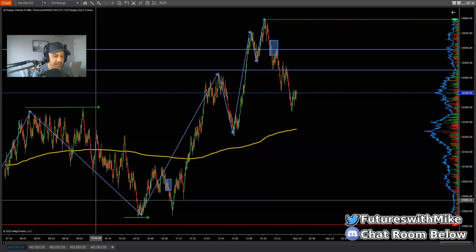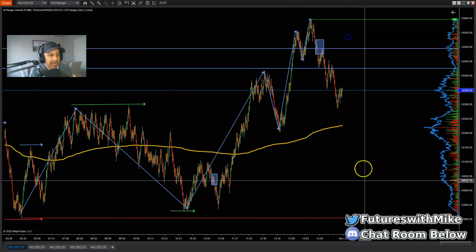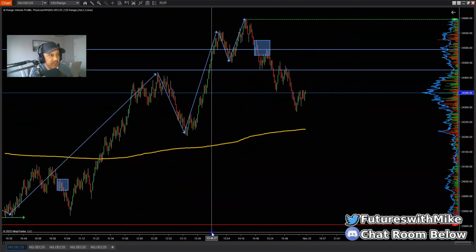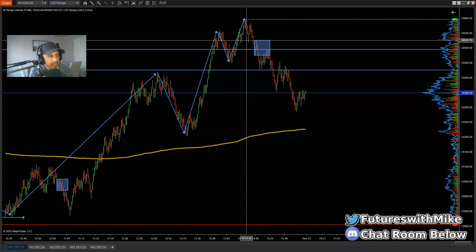So again, let's talk about this right quick. You can see right here, how do we identify the reversal? We have a reversal in the market, okay? Well, we first have our first low here, okay?